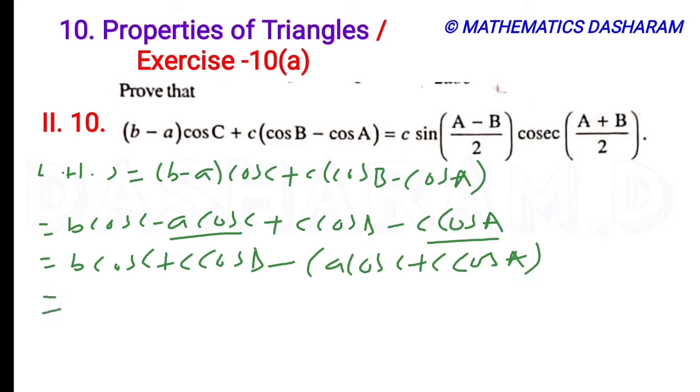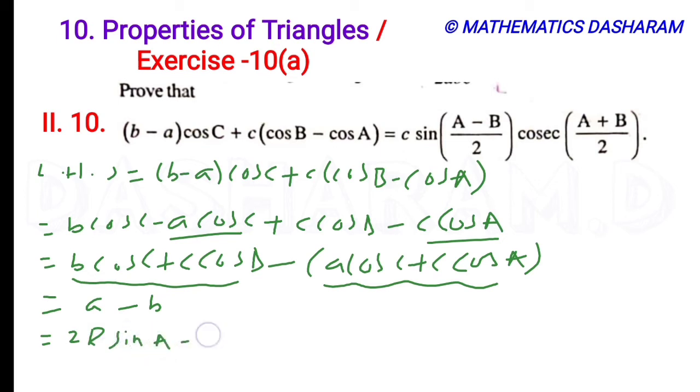From the projection rule, b into cos c plus c into cos b is small a, and from the same projection rule, a into cos c plus c into cos a value is small b. But from the sine rule, a equals 2r sin A and b equals 2r sin B. From this take the 2r common, so sin A minus sin B.